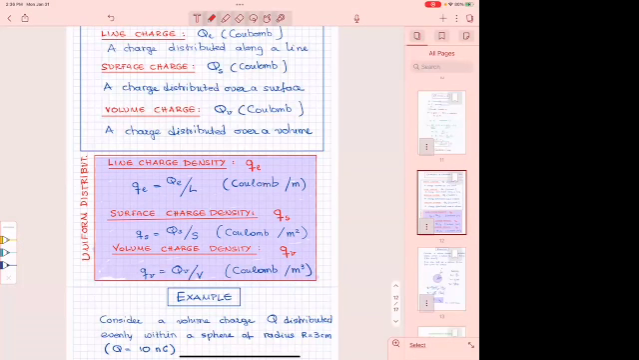Surface charge density, if you have a charge applying on the surface in a uniform way, then we can define the surface charge density as the total charge divided by the area of the surface. And if you have a volume and the charge distributes uniformly in this volume, and these are mostly all the problems we are going to do in this class. All the problems we are going to do in this class, we will assume uniform distributions.